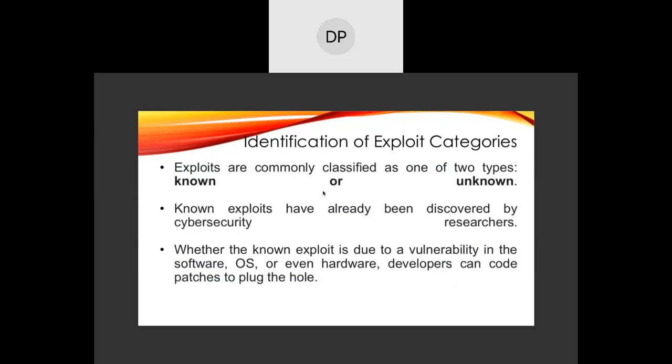Exploits are commonly classified as one of two types, known or unknown. Known exploits have already been discovered by cybersecurity researchers. Whether the known exploit is due to a vulnerability in software, OS, or even hardware, developers can code patches to plug it. If I am a house owner and I know there is a vulnerability, then I will go and close the window. In the same way, if I am a software developer, then I will develop patches to plug the code.